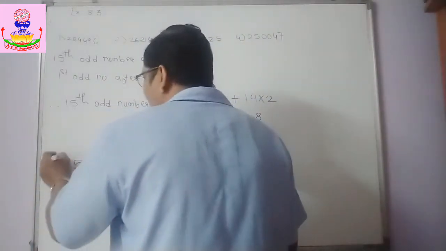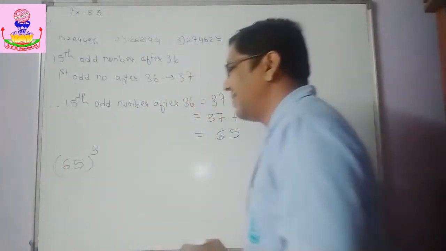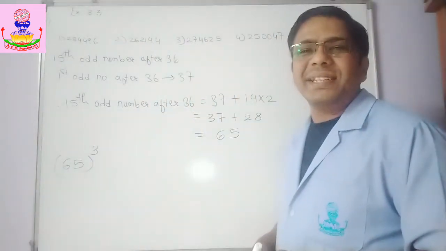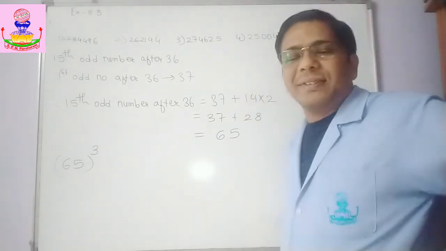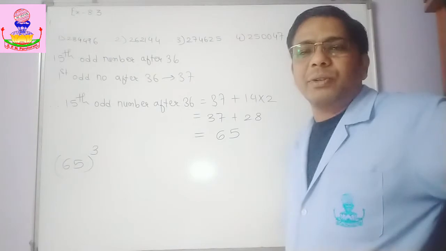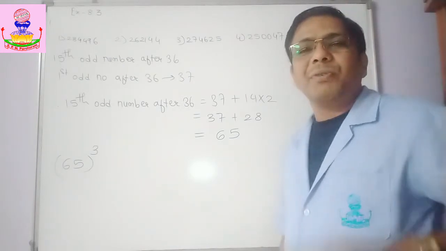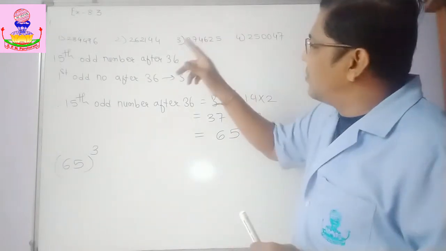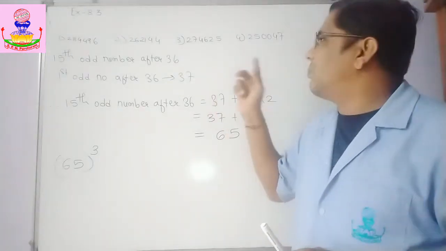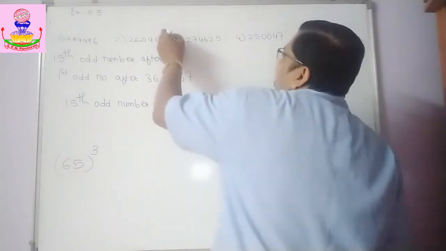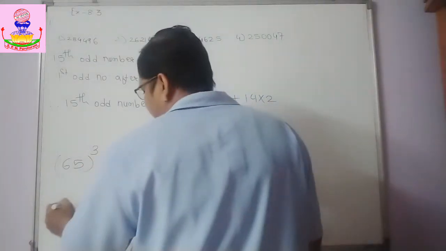Now there is no need to find the cube at all. Why? The reason is simple. In the units place there is 5. So in the cube of that number, the units place will be 5. So see the options 1, 2, 3, 4. Only the third option is the option where you have got 5 in the units place. And hence option number 3 is the correct answer.